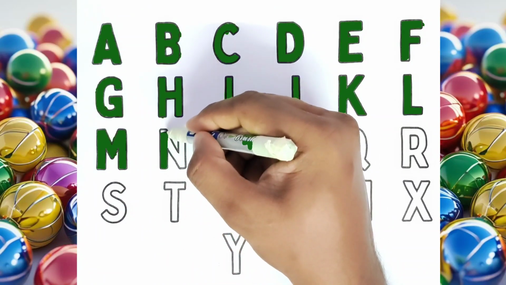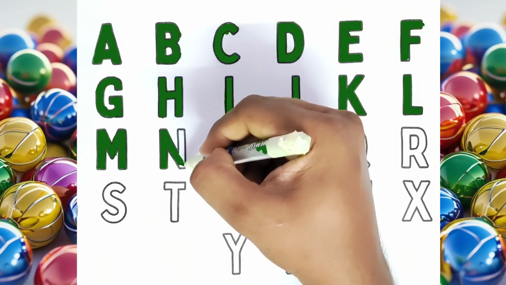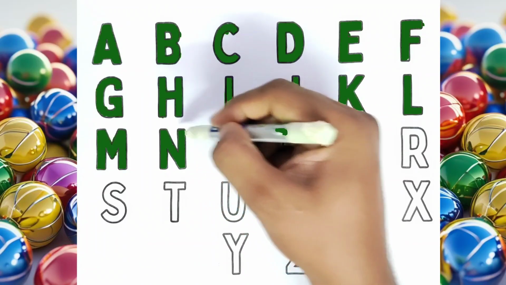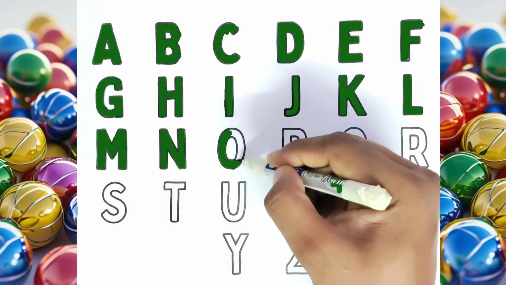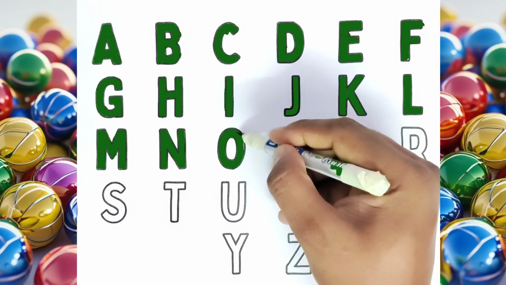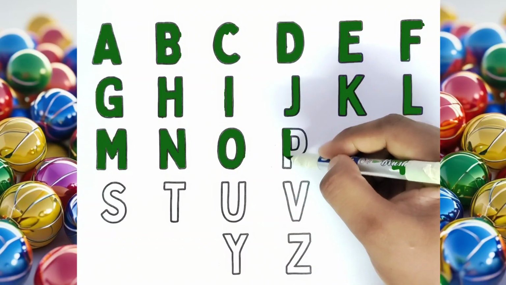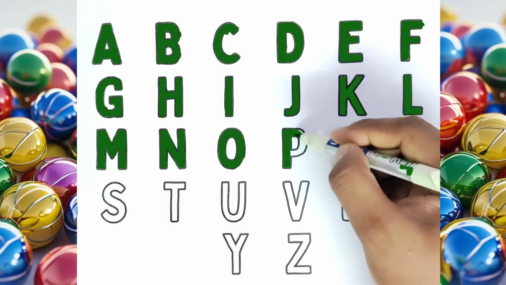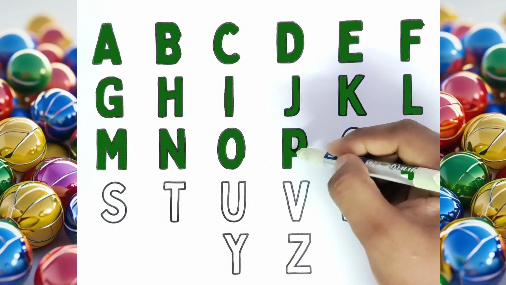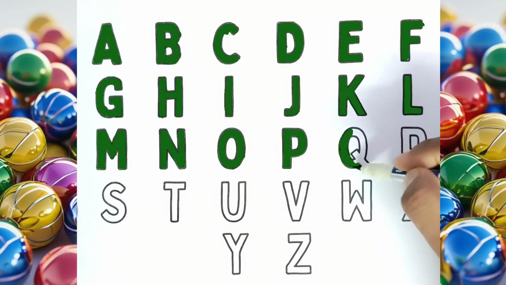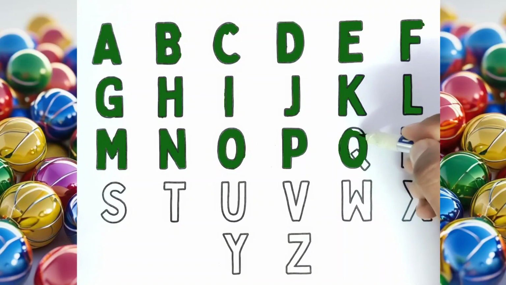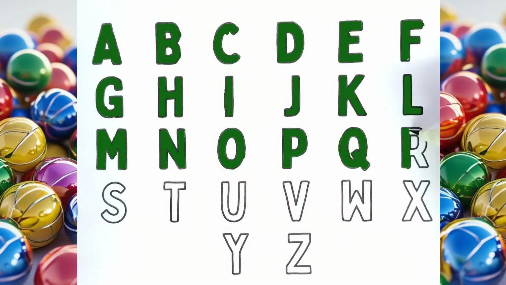N. N for nest. O. O for owl. P. P for parrot. Q. Q for queen. R. R for rose.